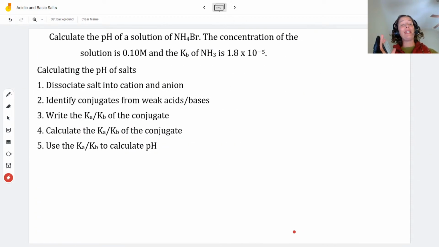Okay, because I really want to get to these calculations, and also I would love to be able to get to talk about at least the polyprotic acids just a little bit.